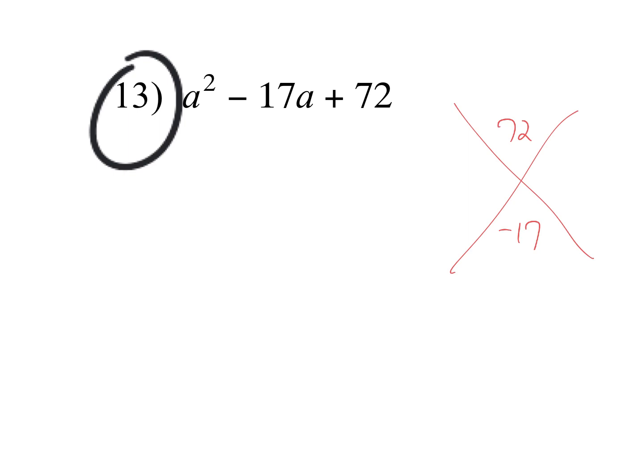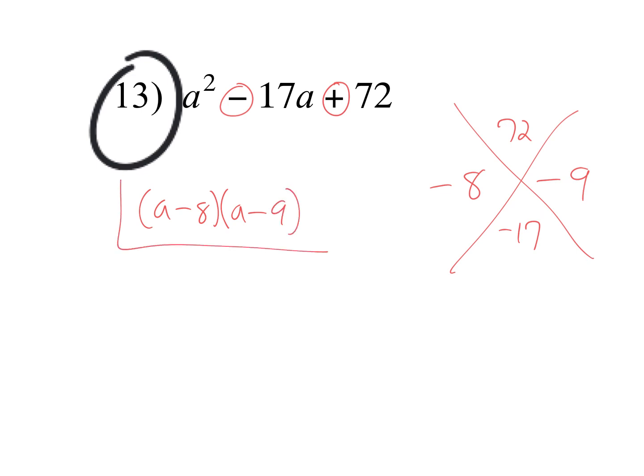What numbers are going to multiply to 72 and add to -17? This one's a little tricky. We have a positive here. We have a negative here. Both of these need to be negative for this to be the case. So what numbers are going to multiply to 72? Should be 8 and 9. So it should be a minus 8, a minus 9.